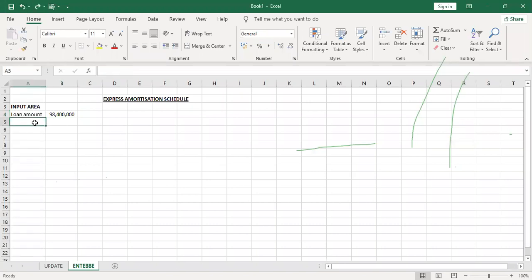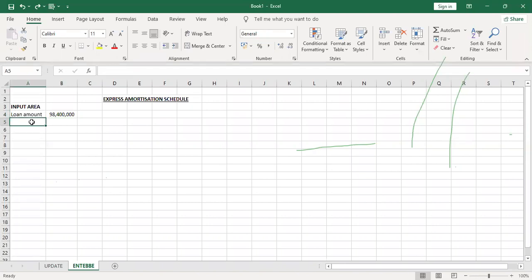What other information do we need in the input area? The amount paid by the bank? No, that is the loan amount. But now we want to construct the amortization schedule. So the loan amount is 98,400,000. This is the amount that will be borrowed. We are not concerned about the amount that will be provided by the government, okay?